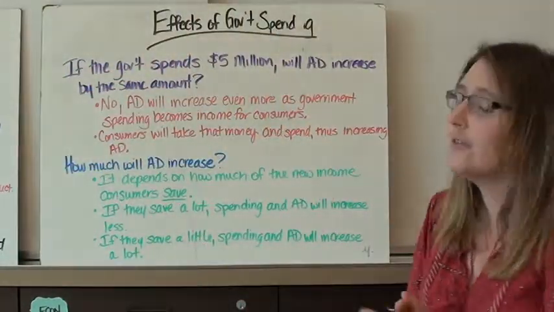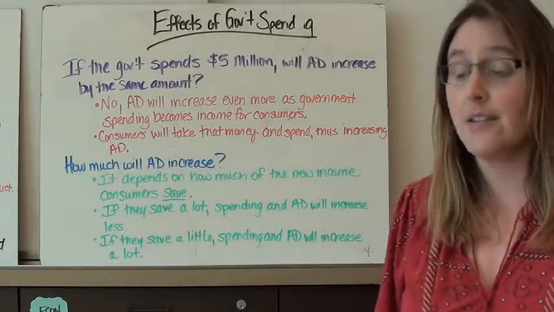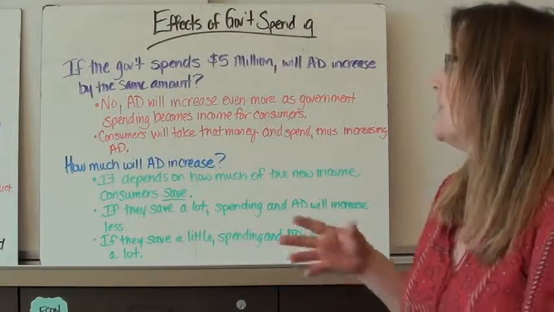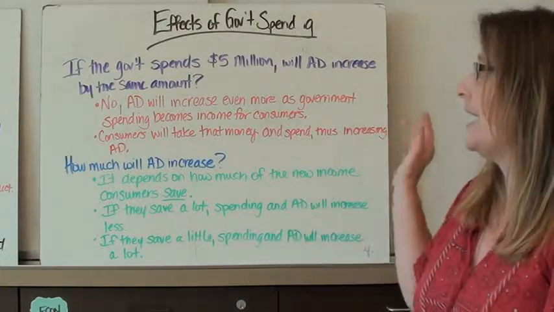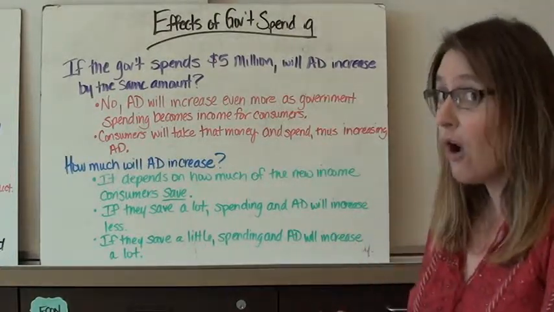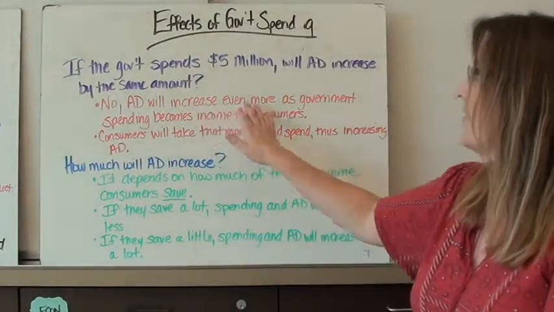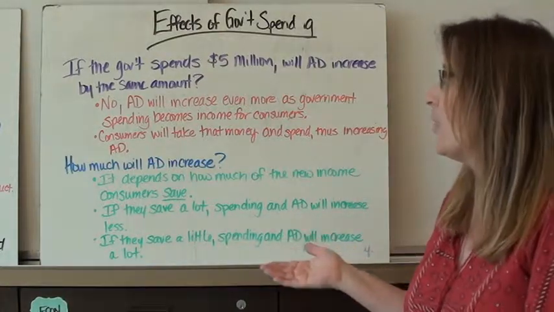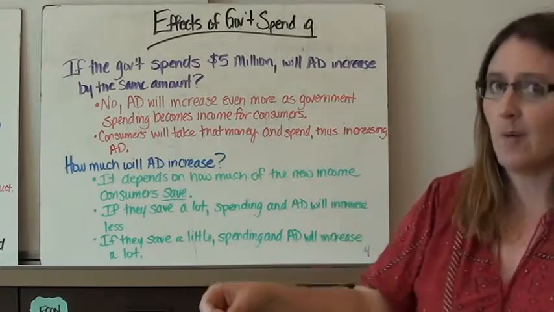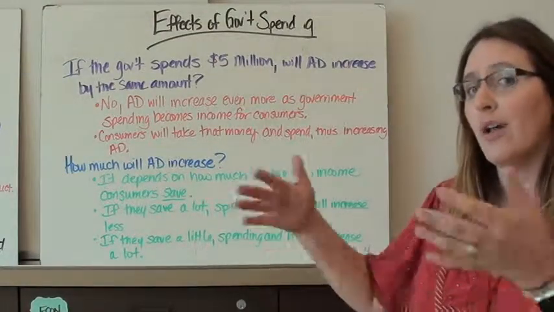So, effects of government spending. If the government spends $5 million, because we've said in fiscal policy that if the government spends money or reduces taxes, that's going to increase AD, will AD increase by that same amount, by $5 million? The answer is no, because of what I just said about the multiplier effect. AD is going to increase even more as government spending becomes more income for consumers. Consumers will take that extra $5 million and spend it, and the people they spent the money on will spend that money. It's just going to grow and expand.